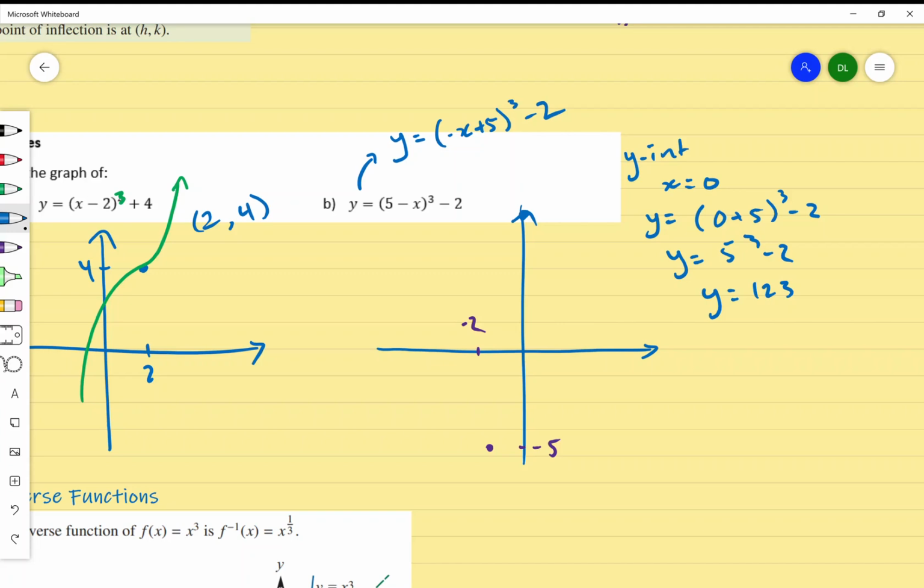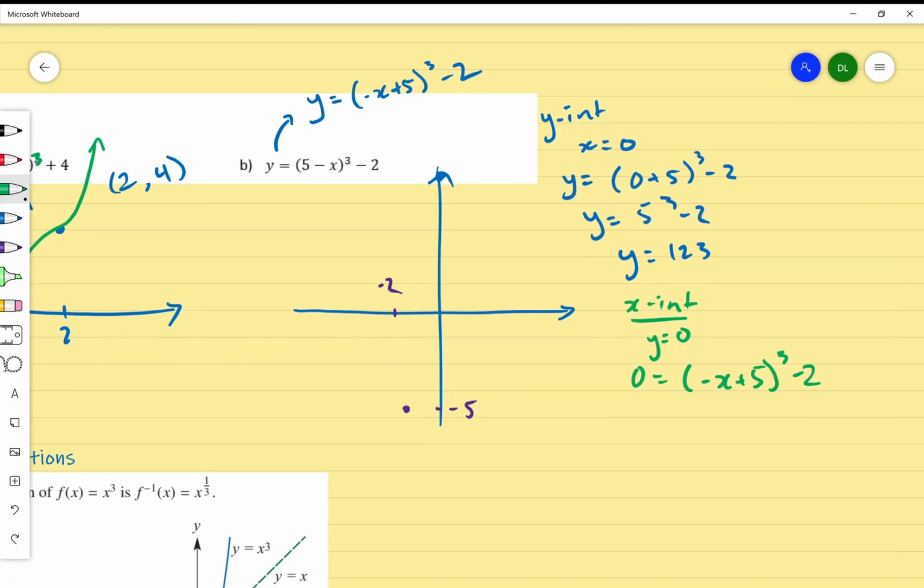Now, if I let my y equal to 0, I'm going to find my x-intercept now. I let y equal 0, so I get 0 equals (negative x plus 5) cubed, minus 2. And it's a good idea, if you're not sure, by the way, to find your actual intercepts and see if it fits the plan that you already have. I'm going to add 2 on both sides. So I get 2 equals (negative x plus 5), cubed. What's the opposite of cubing?